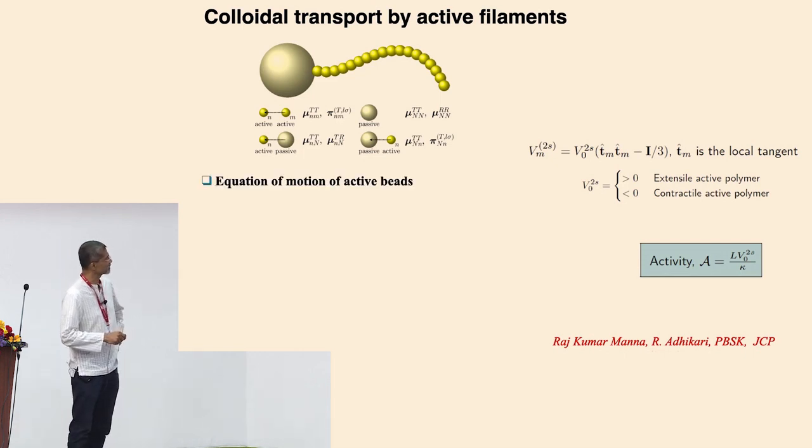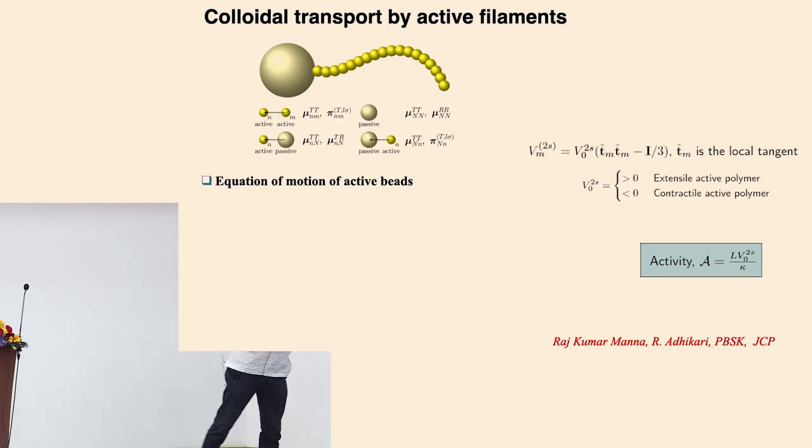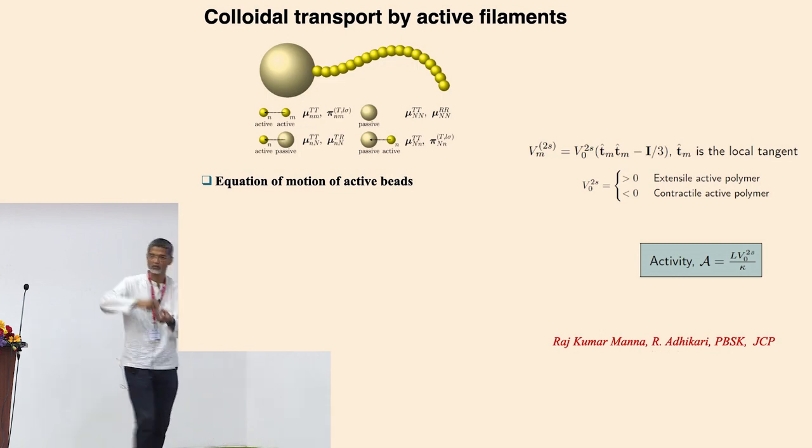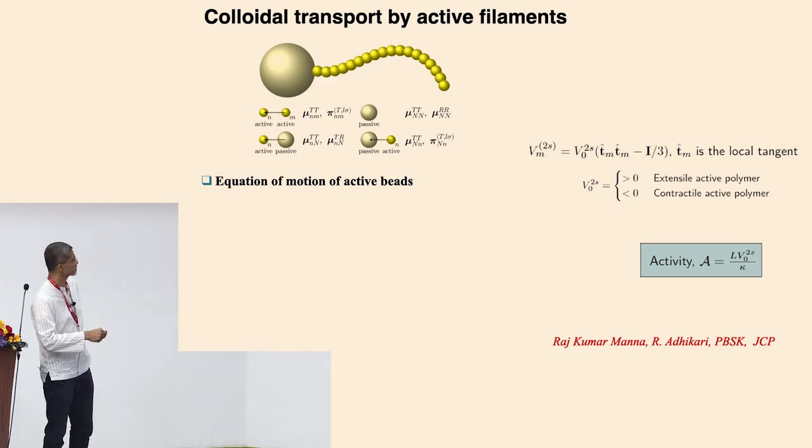This is my active polymer, and now it is stuck on a big bead, which is passive. Now it's like a colloidal sphere, and I have this polymer and I'm sticking it into this colloidal sphere.